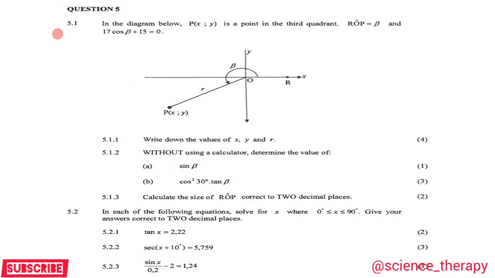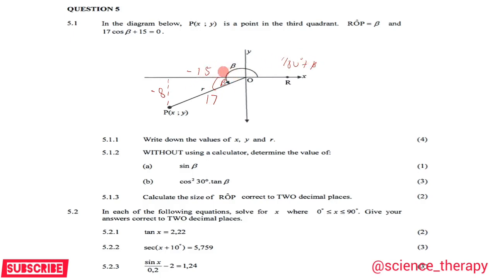Okay, so 5.1.3 says calculate the size of ROP correct to 2 decimal places. Before we calculate that, let's fill in all the information that we have. We have negative 8 here, we have negative 15, and we have our hypotenuse as 17. We want to calculate the size of ROP, which we can see here is this reflex angle. If we apply 180 plus beta, that means here we have beta, then this falls in the third quadrant. So we have 180 degrees plus beta.